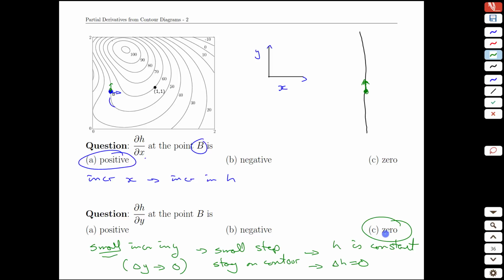If you think about this on a map, if we built a road that followed the contour, by definition it's going to be a perfectly horizontal or flat road in the going up and down sense. And so if we follow that road for just a tiny step, we're not going to see any slope, and so the partial derivative is going to be 0.